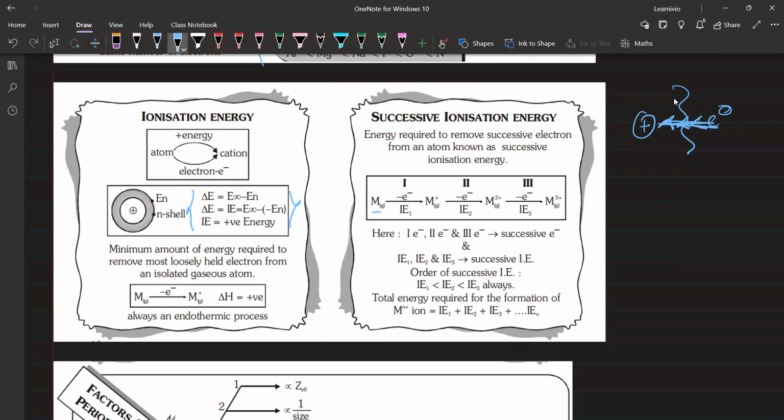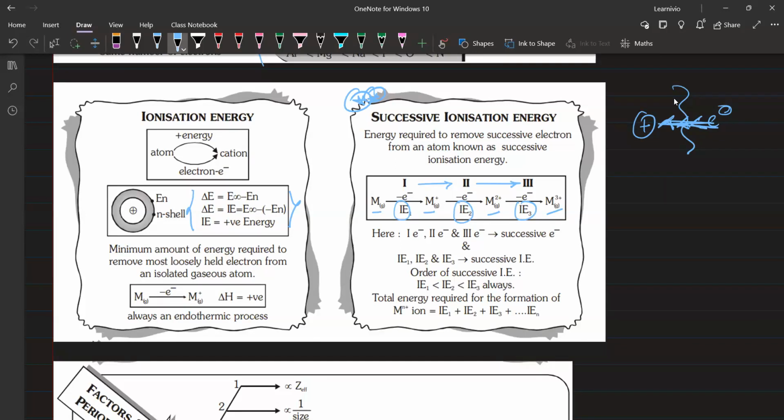That means if you have a neutral atom, you remove one electron, you will get M positive. That means with one positive charge, you remove one more electron, and you remove one more electron, right? Like this. So this is known as successive ionization energy, and this is important. Now, the first ionization energy will always be the smallest, then the second ionization energy, and then the third ionization energy for a particular atom.